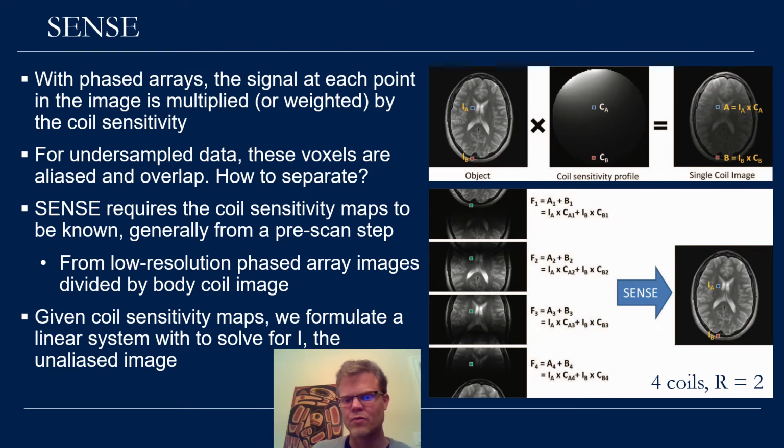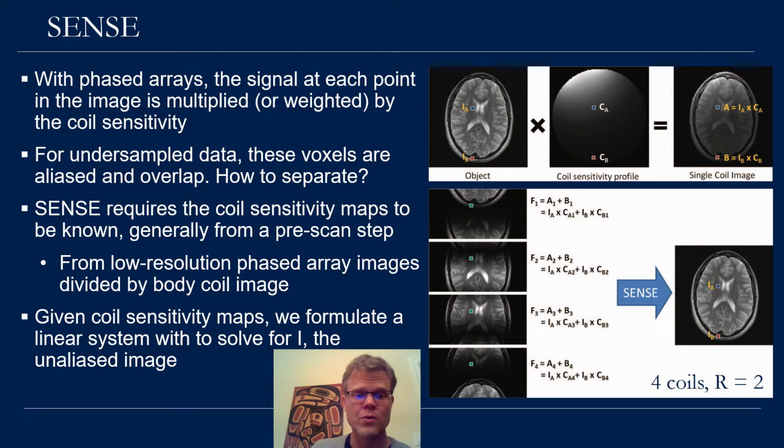We have our 4 measurements. We have 2 unknown values, IA and IB. And what the SENSE method says is, if we can measure, or somehow know, these C, the coil sensitivity profiles, then we can simply solve this linear system of equations to solve back for our I, our unaliased image, illustrated in the bottom right here.